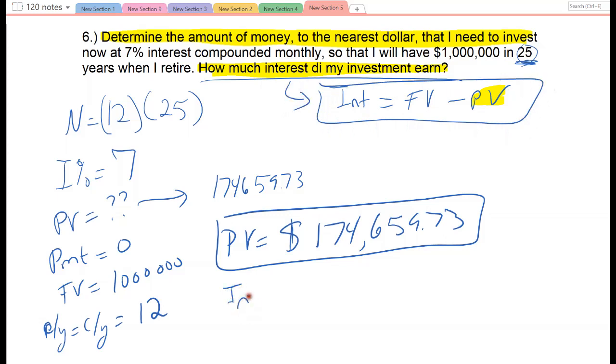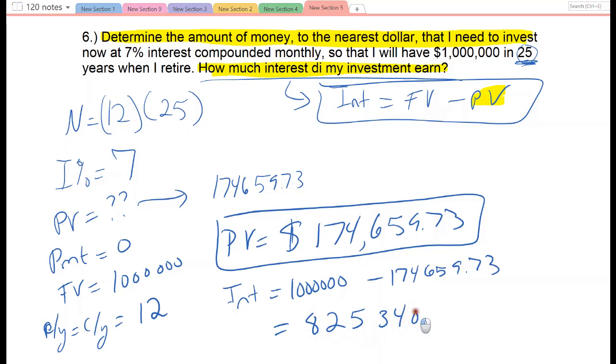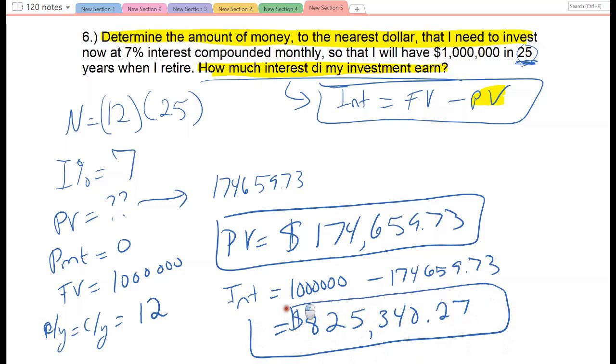Well, how much interest? So my interest is the future value, which is $1 million, minus how much out-of-pocket money I had to spend. And so when we take $1 million minus the $174,659.73, alright, my investments did pretty good. Alright, they earned me a little over, actually not a little, over $825,000. So they earned me $825,000 in interest. That's how much my investments earned.